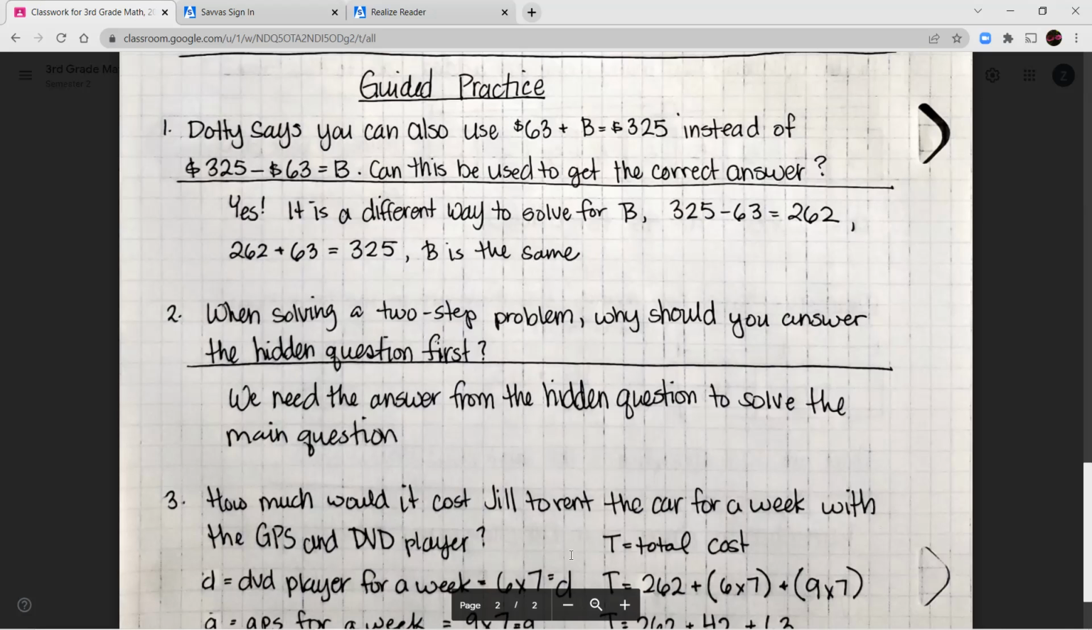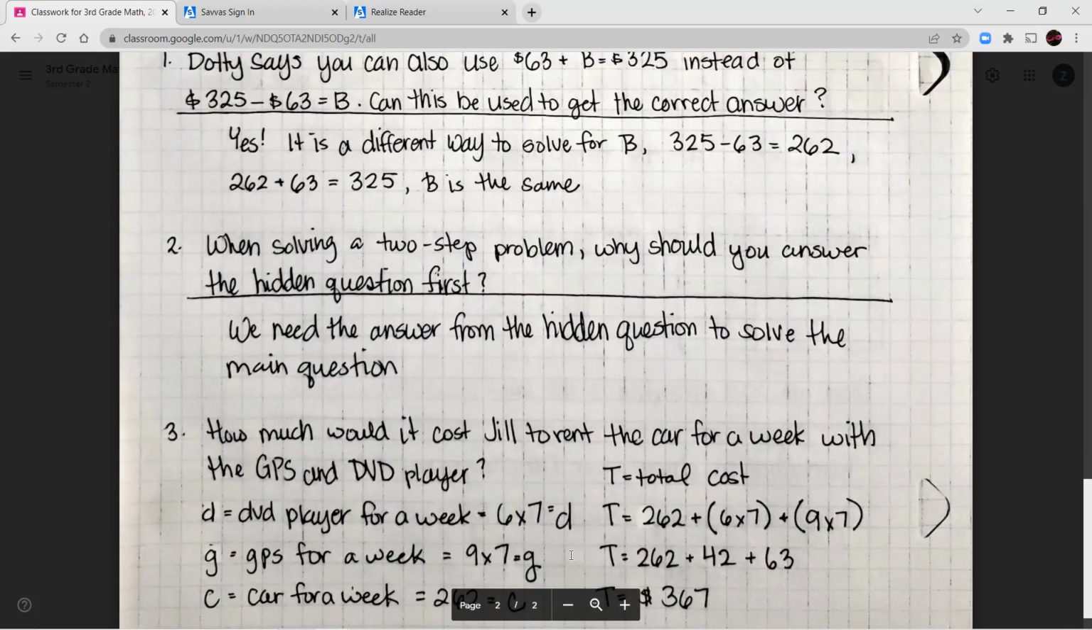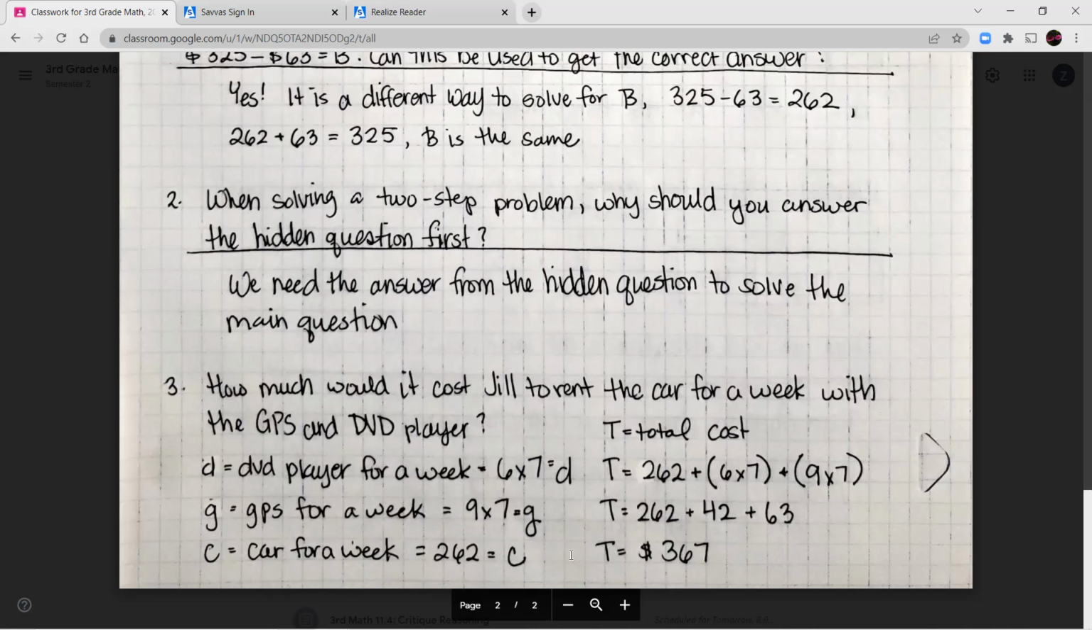Number 2, when solving a 2-step problem, why should you answer the hidden question first? Because we need the answer from the hidden question to solve the main question. And number 3, how much would it cost Jill to rent the car for a week with the GPS and DVD player?